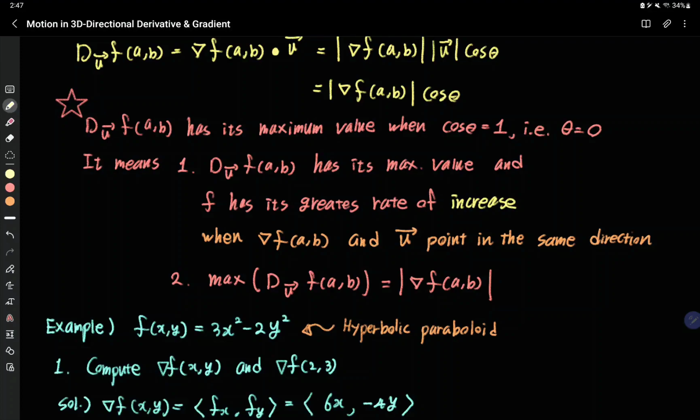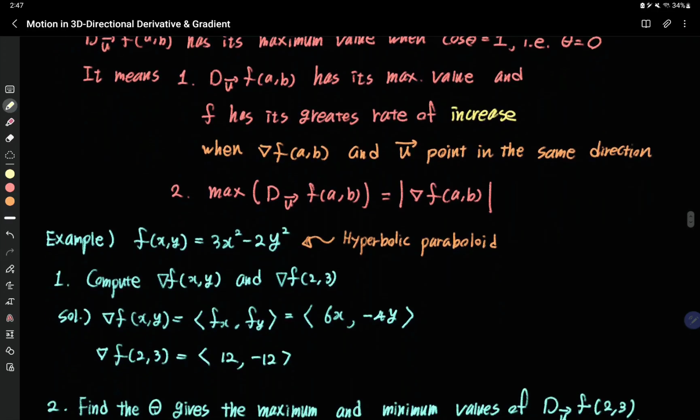On the other hand, if the gradient and the direction vector have completely opposite directions, so that theta is pi, 180 degrees, then we get the greatest rate of decrease. So keep this in mind.